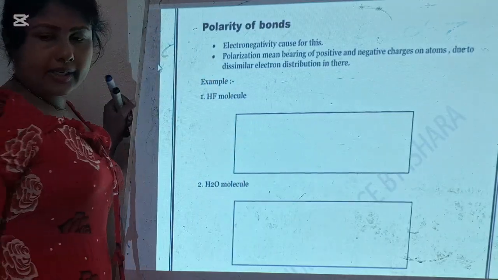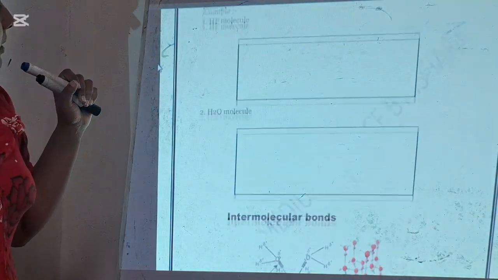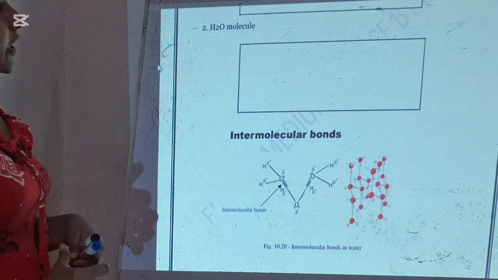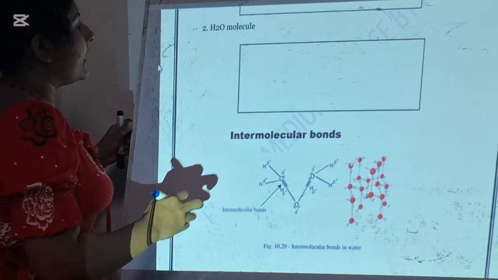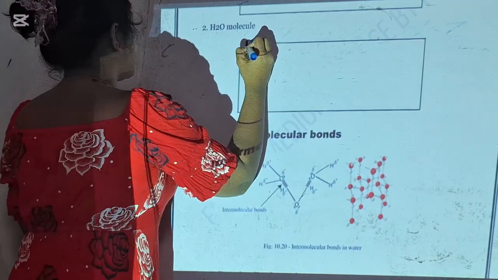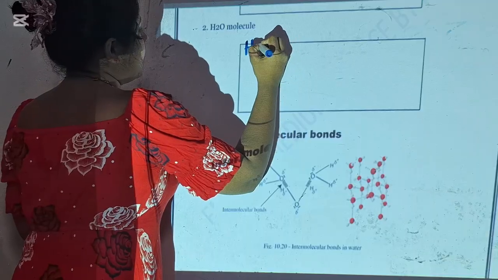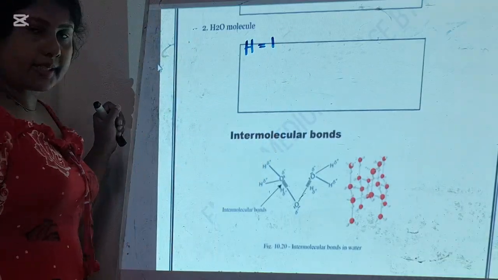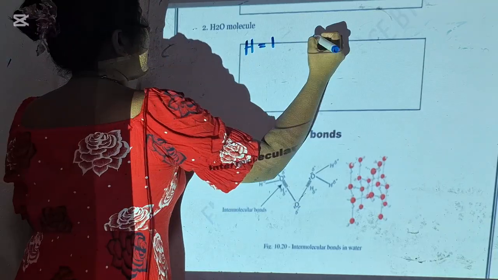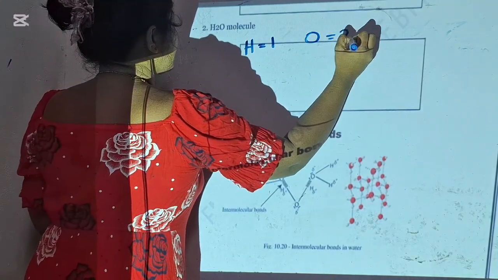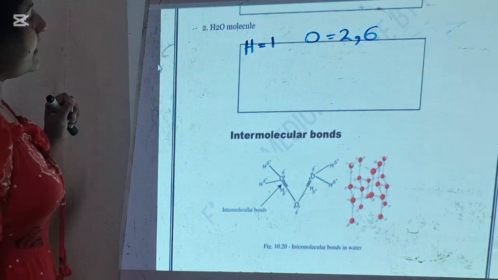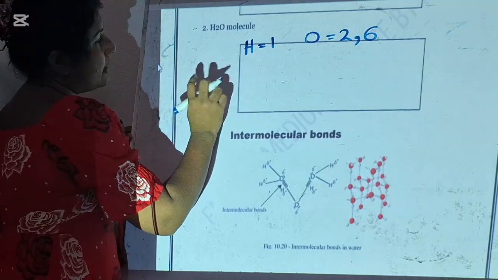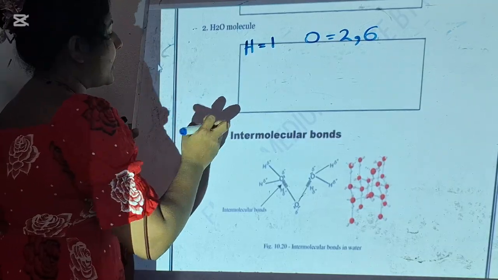The next part of the lesson is about the H2O molecule, the water molecule. How to draw the water molecule? Before that, we need to take hydrogen. Hydrogen is in first place in the periodic table. Oxygen is in 8th place. So the electronic configuration becomes 2, 6. So how to draw it? Let's draw the rough sketch.